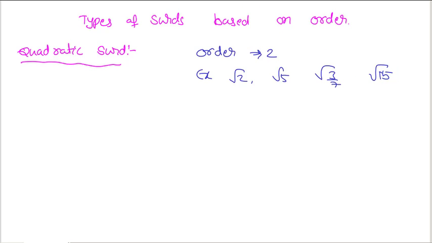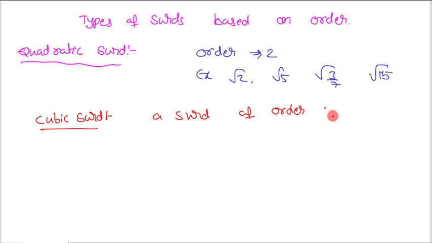Let us see the next type of surd, the cubic surd. Cubic surd means a surd of order 3. A surd of order 3 is called a cubic surd. That means cube root of 10, cube root of 70, likewise.